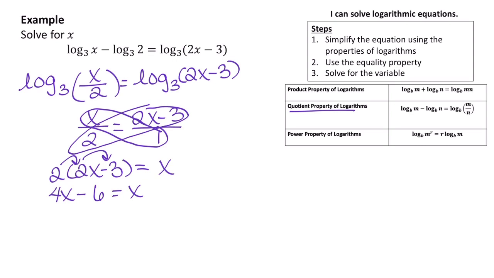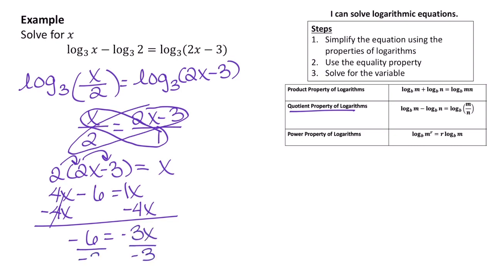So I'm going to gather all my variables on one side. I can do that by subtracting 4x from both sides. And when I do that, I get negative 6 equals 1x minus 4x, which is negative 3x. I'm going to divide both sides by negative 3. Negative 6 divided by negative 3 is 2, so I have 2 equals x.